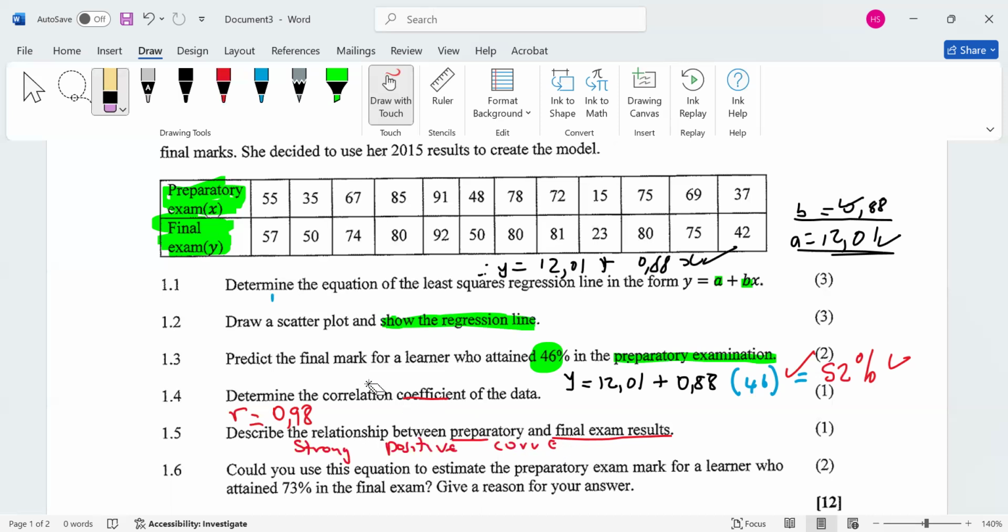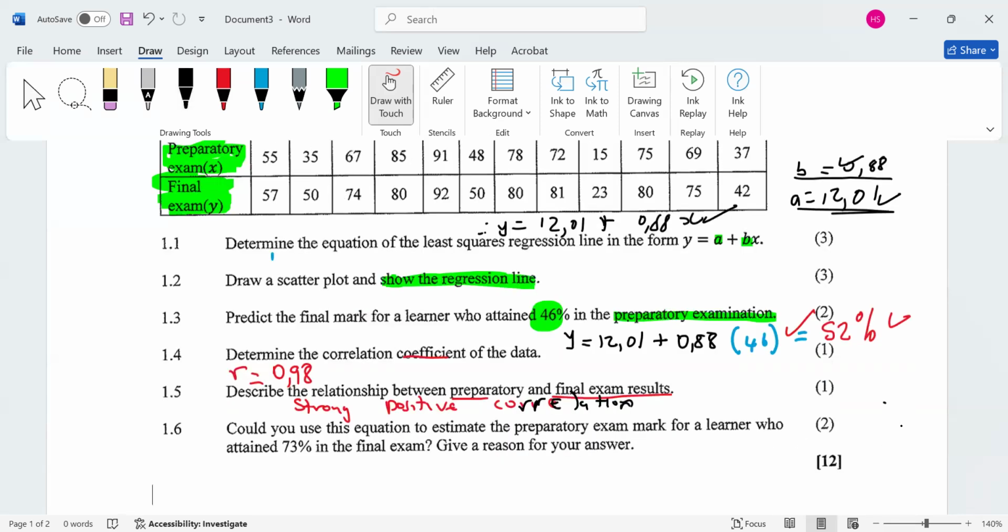I always worry when they ask me about the relationship. But even if you state it in English, it's still fine. It seems as if when learners pass the preparatory exam, they also pass the final examination. So there's a positive correlation. As the one grows, the other also grows. It comes in many ways.